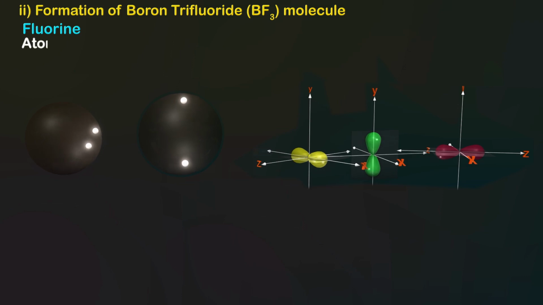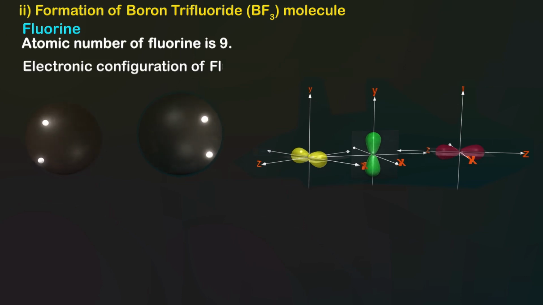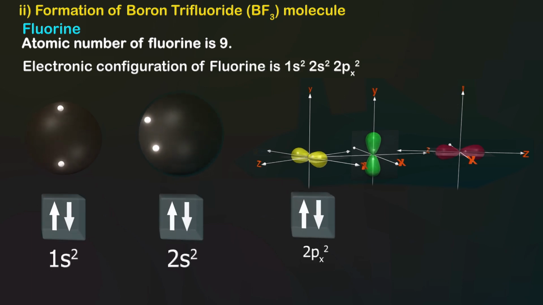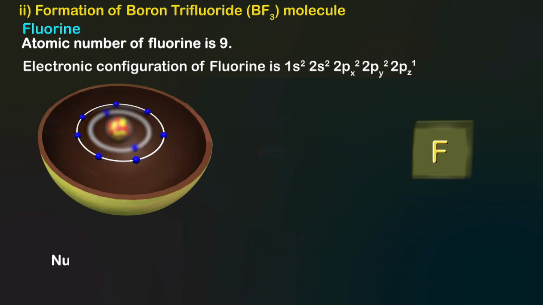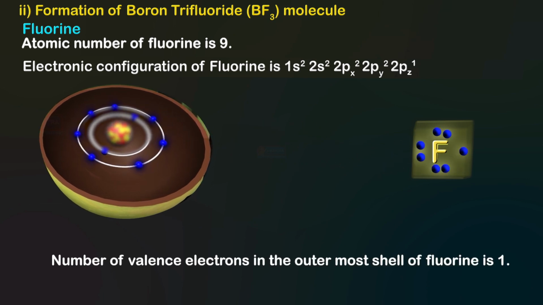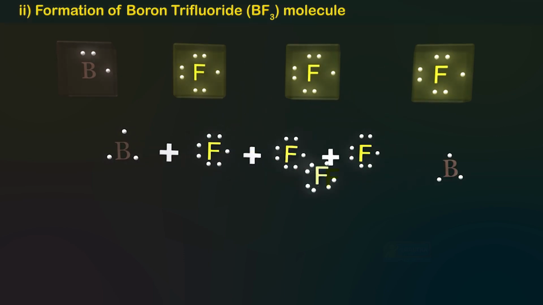Fluorine. Atomic number of fluorine is 9. Electronic configuration of fluorine is 1s2, 2s2, 2px2, 2py2, 2pz1. Number of valence electrons in the outermost shell of fluorine is 1. One boron atom can pair up with 3 fluorine atoms and form boron trifluoride molecule.